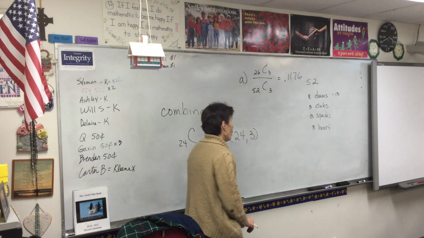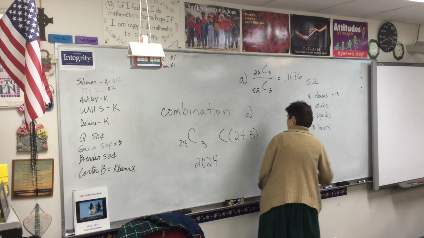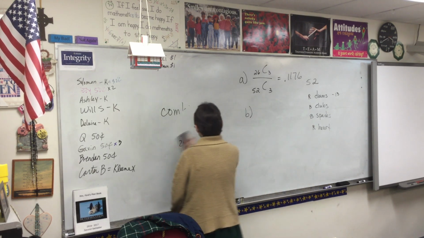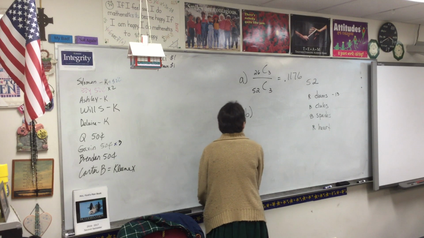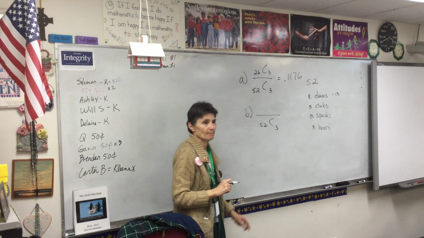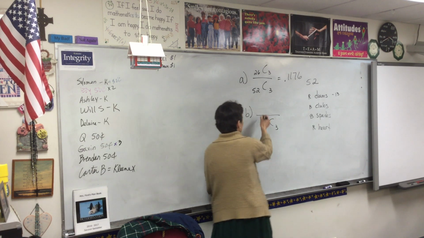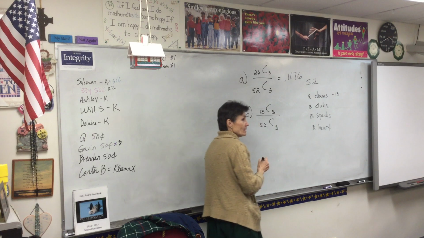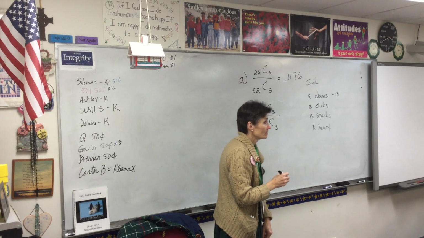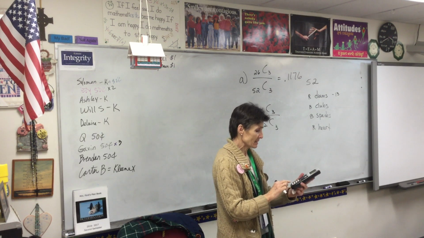Now, what about all diamonds? What's that going to look like? All diamonds. 13C3 over 52C3. The denominator we already talked about, that's going to be 52C3 every time. For this problem, that's going to be 52C3. The numerator now is going to be 13C3, because there's 13 diamonds, that's right.